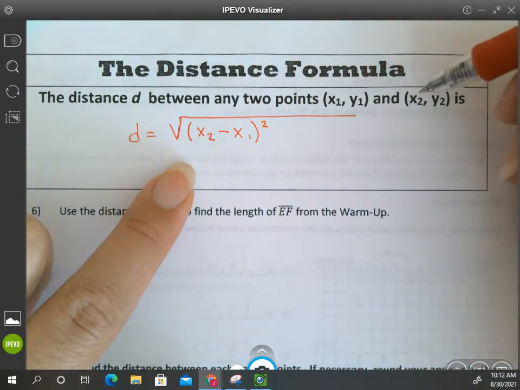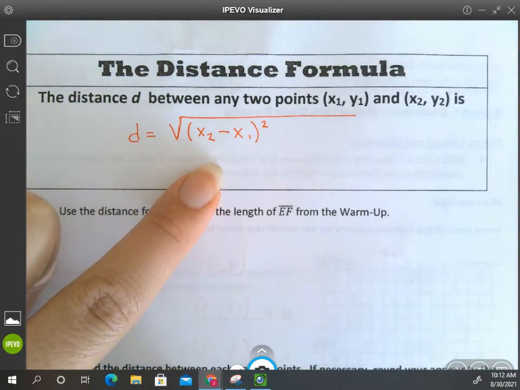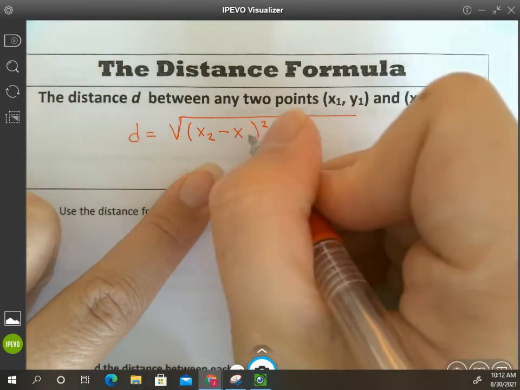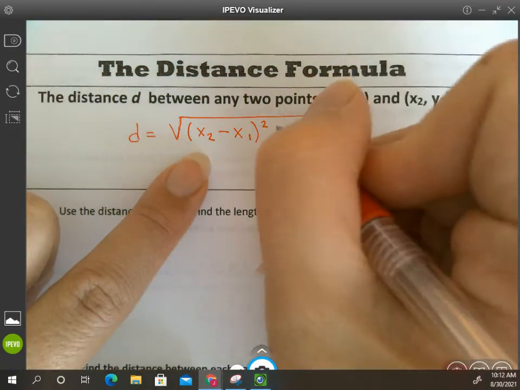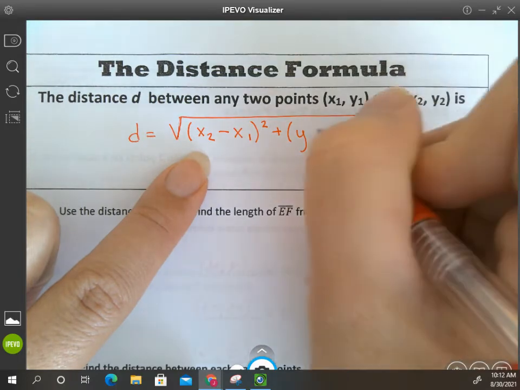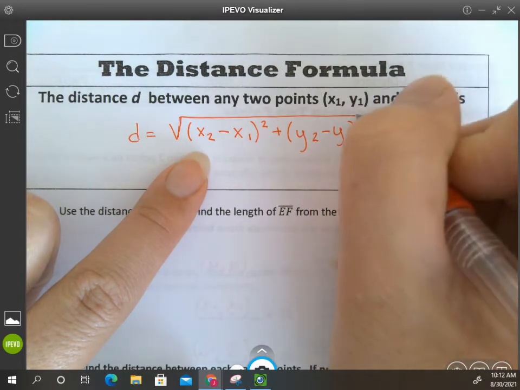So we're taking the value of this x and subtracting the value of the other x. It doesn't matter which one you make point 1 and 2 as long as you're consistent. The idea is we want to find the difference in the x's. How far did we have to travel? Then we add to it the difference in the y. So I'm going to take y2 minus y1 again and square it.